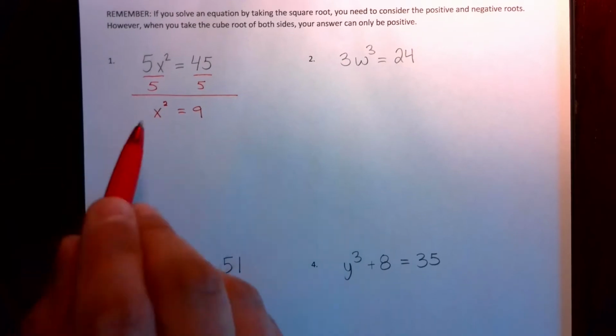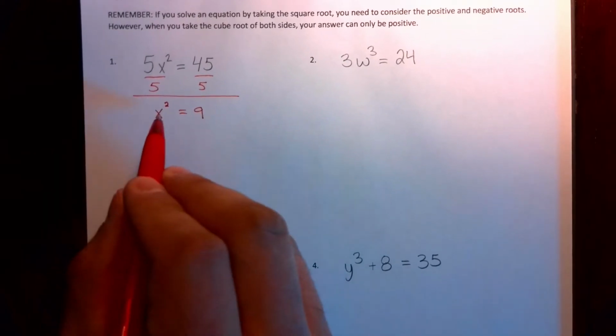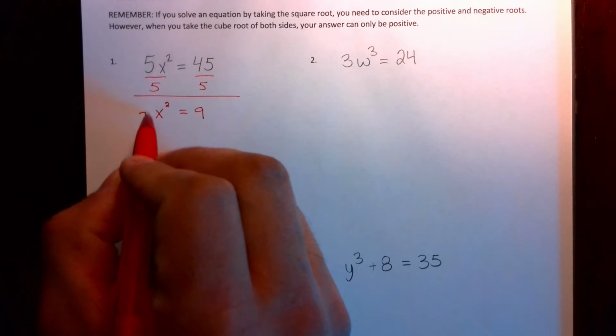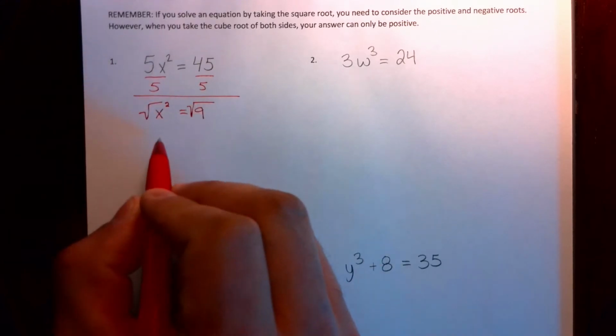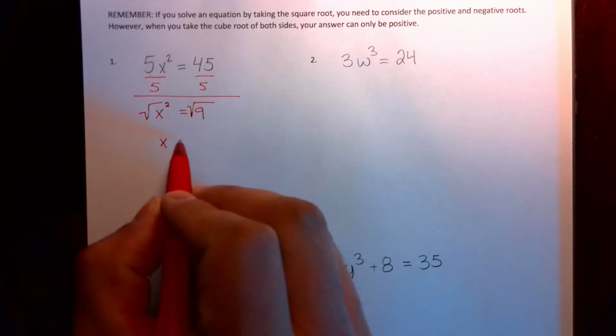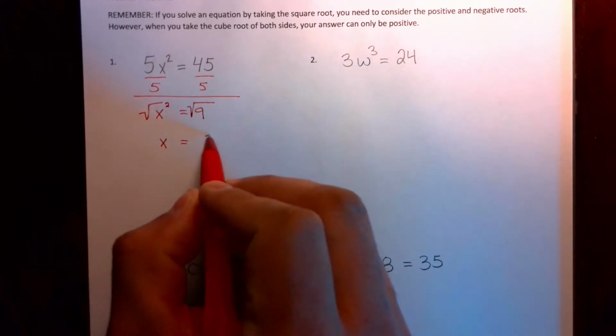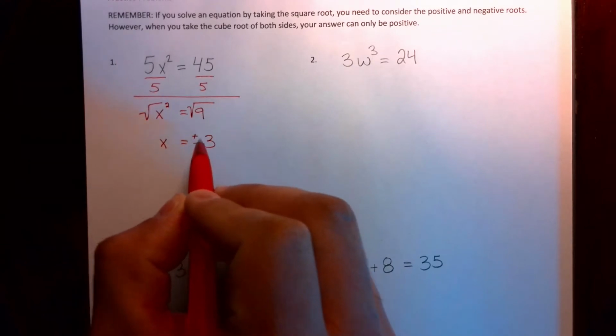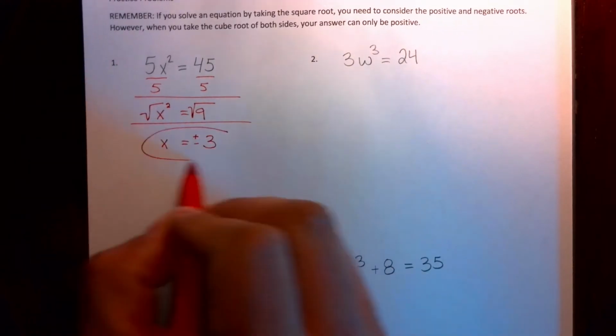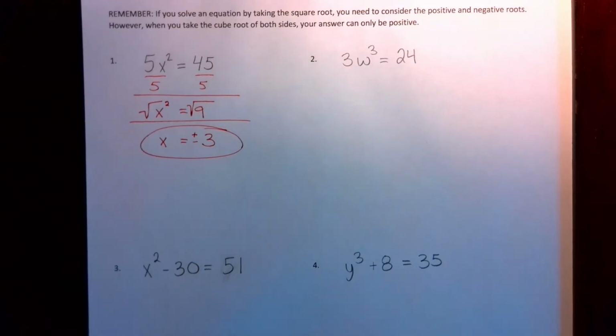I still have a squared term there. I've got to get rid of that exponent of 2. The opposite of squaring is to square root. So I take the square root of both sides. The square root of x squared, we've done that a bunch, is x. The square root of 9 is 3. And since I took a square root in an algebra problem, I have to remember to include my plus or minus sign. So my answer would be x is positive or negative 3.